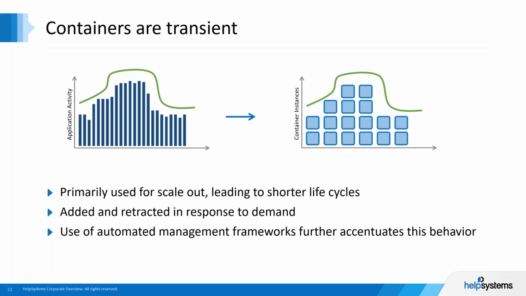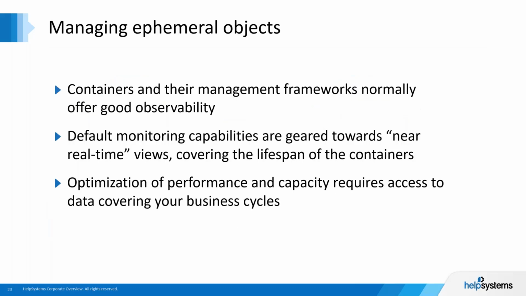You can't sample data once every 5 minutes, because there's a high probability that something happened within those 5 minutes that will go completely unnoticed if you do it that way. So containers in themselves and their management framework normally provides very good observability. There's a ton of data that you can extract, but they are also geared more towards near real time. So more for the performance management, root cause analysis, or troubleshooting type of use case. So they only cover a very short period in time, because the lifespan of a container is normally quite short.